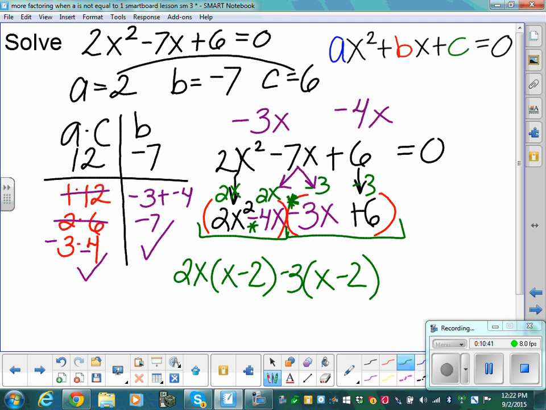Now, are we safe? Yes. This is our safe haven. They're exactly the same, even the signs. That would have to be true if we've done this correctly.